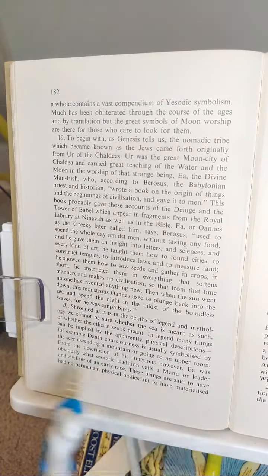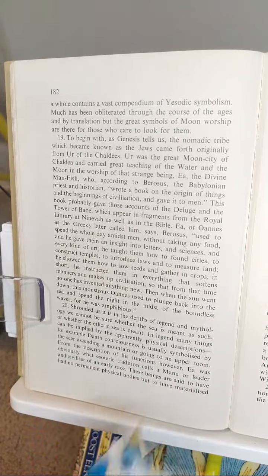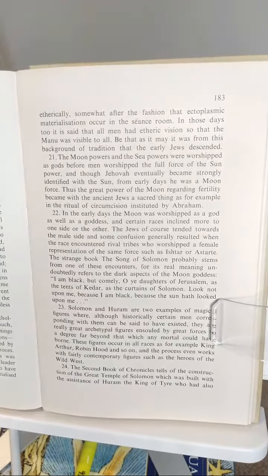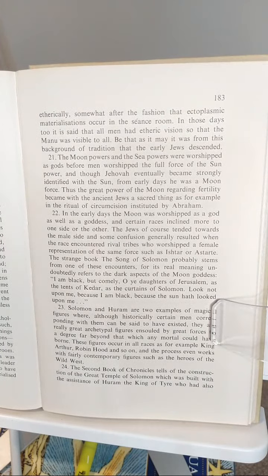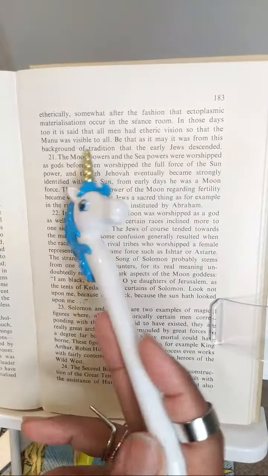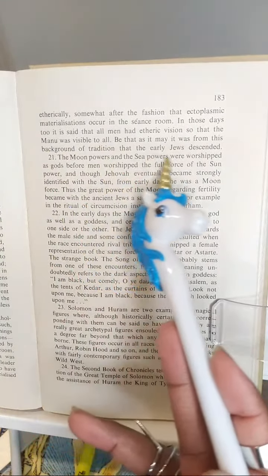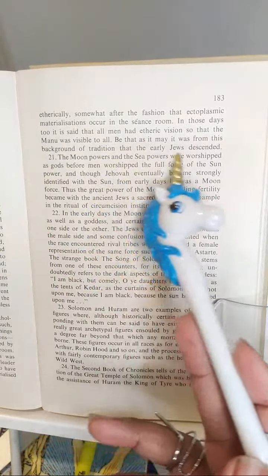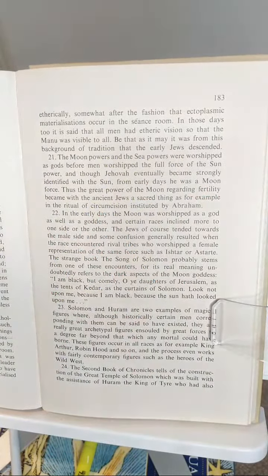These beings are said to have had no permanent physical bodies, but to have materialized etherically, somewhat after the fashion that ectoplasmic materializations occur in the seance room. In those days, too, it is said that all men had etheric vision, so that the Manu was visible to all. Be that as it may, it was from this background of tradition that the early Jews descended.